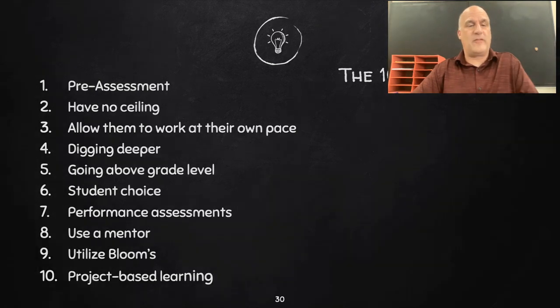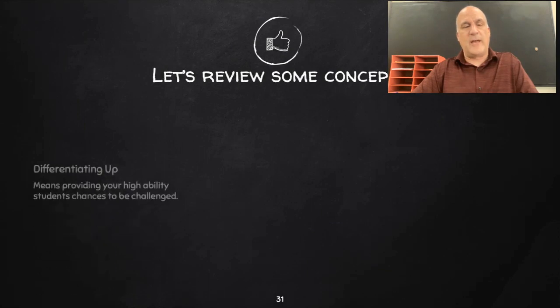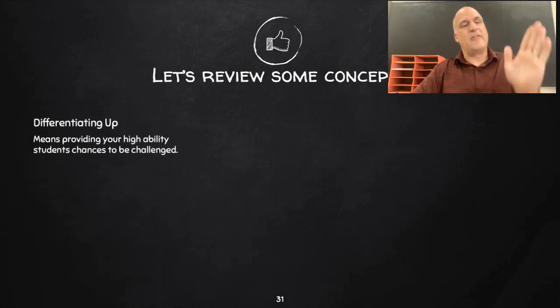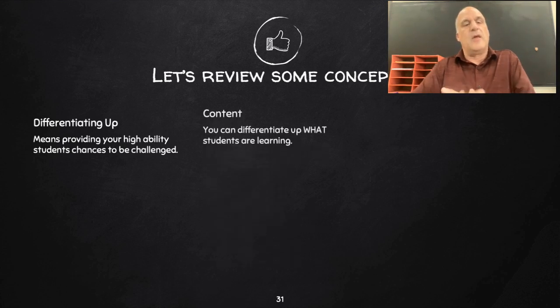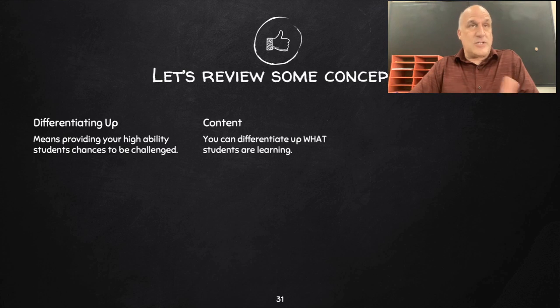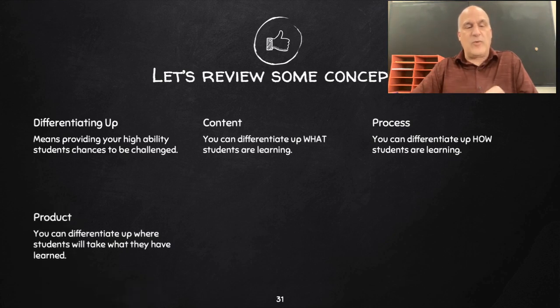You can go to that and watch these videos where I go into much more depth. So let's review some concepts before we close for the day. Differentiating up means providing choices or opportunities for high ability students to be challenged. It doesn't have to be gifted students. It could be any student that's ready for the challenge. We can differentiate the content, which is what they're learning. We can differentiate the process, which is how they're learning it. We can differentiate the product, which is where they end up with it. Where are they able to take it?